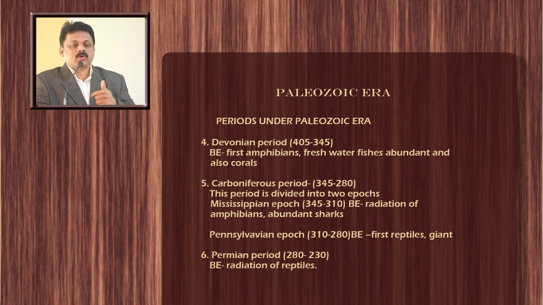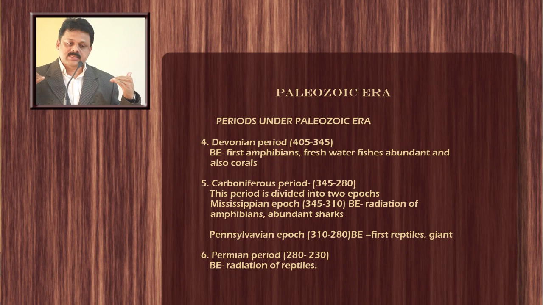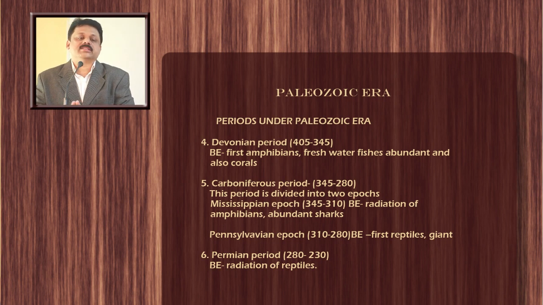The second epoch of the Carboniferous period is referred to as the Pennsylvanian epoch, and the Pennsylvanian epoch is from 310 to 280 million years before present. The major biological event that took place during the Pennsylvanian epoch is that it saw the first reptiles. So the first reptiles appeared on the face of the Earth between 310 to 280 million years before present.